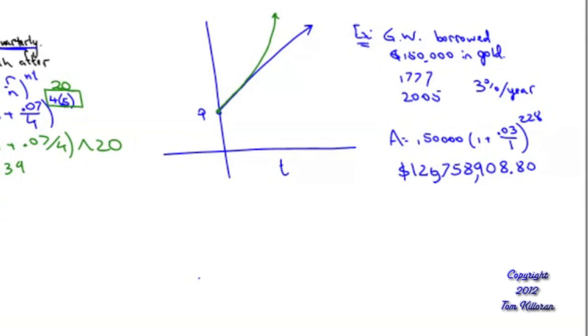Now, if this was simple interest, do this one. A equals 150,000 times (1 plus 0.03 times 228). The simple interest on this is nothing, comparative to $126 million. Compound interest is interest on top of interest, on top of interest, over and over. That's why it gets so big quickly. What's this one turn out to be? $1,176,000. That's nothing compared to the compound interest. That's crazy. Isn't that crazy?